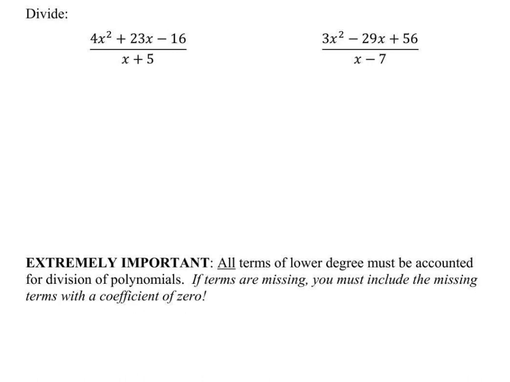So let's try this one. 4x squared plus 23x minus 16 divided by x plus 5. What am I going to do? Draw the little division symbol. Now what? What goes outside? x plus 5. And then inside is the 4x squared plus 23x minus 16. That's the setup. Now, how do I go about doing this problem?